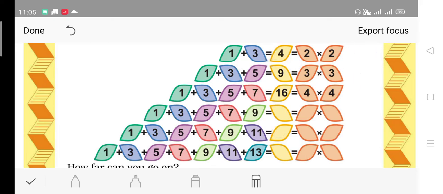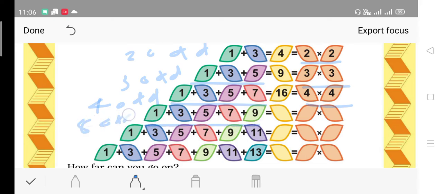See, addition of two odd numbers, that is 2 multiplied by 2. Addition of 3 odd numbers, that is 3 multiplied by 3. Addition of 4 odd numbers, that is 4 multiplied by 4. Addition of 5 odd numbers, so it will be 5 multiplied by 5. Addition of 6 odd numbers, so it will be 6 multiplied by 6. Addition of 7 odd numbers will be 7 multiplied by 7.